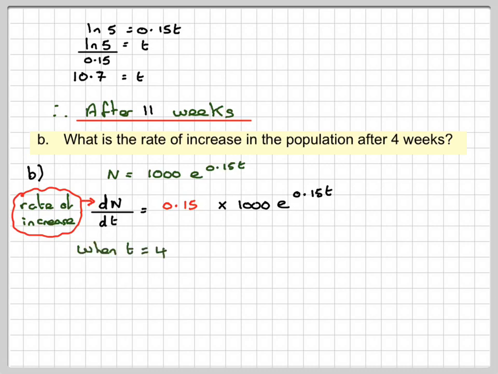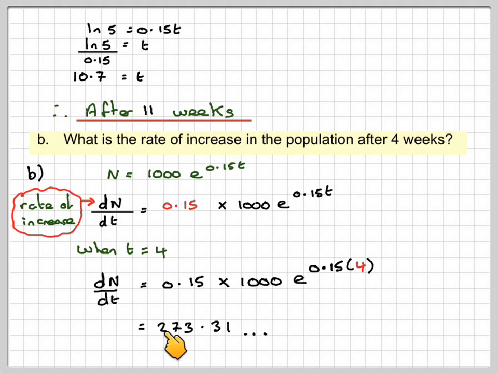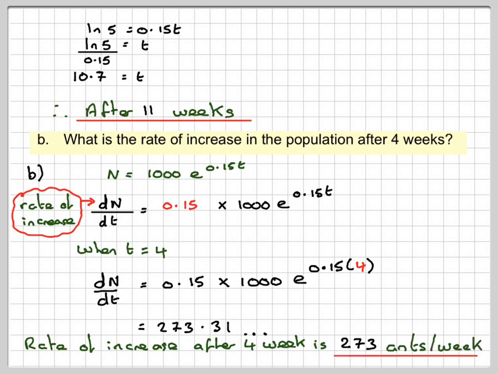I'm going to leave it like that, but I could simplify it. When t is equal to 4, dn/dt is going to be 0.15 times 1000e^(0.15 times 4), which if I work out on my calculator, I'm going to get 273.31. Therefore, the rate of increase after 4 weeks is going to be 273 ants per week.